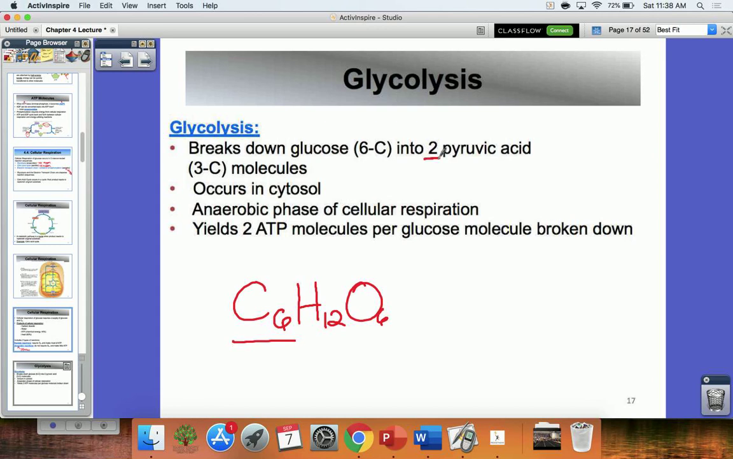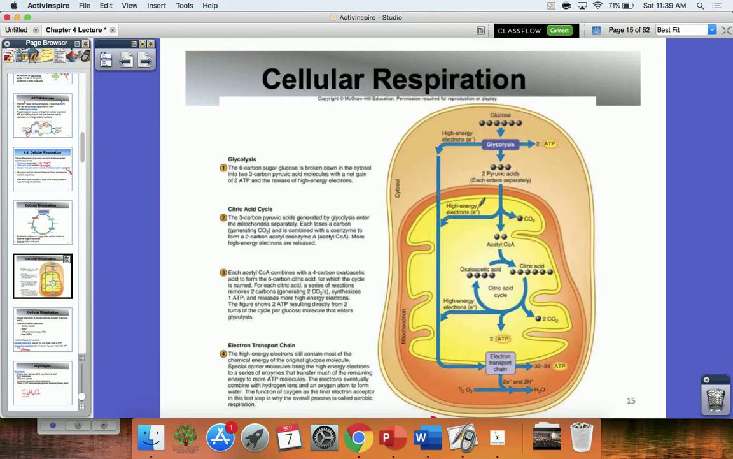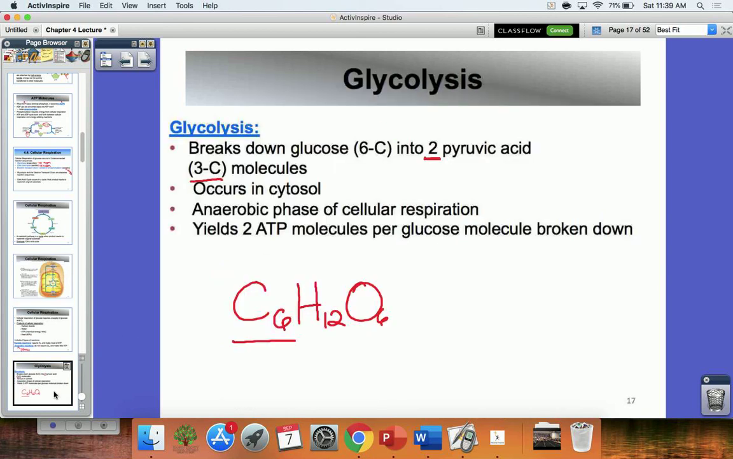two molecules that have 3 carbons. Okay? So if we have glucose that is a 6 carbon molecule, when it is broken into 2, we're going to have 2 molecules that have 3 carbons. And those molecules that are formed are pyruvic acid. And we just saw a picture a few slides ago that glycolysis occurs in the cytosol. And we've also talked about it being anaerobic, which means that oxygen is not required.